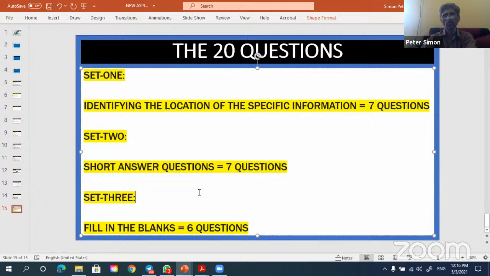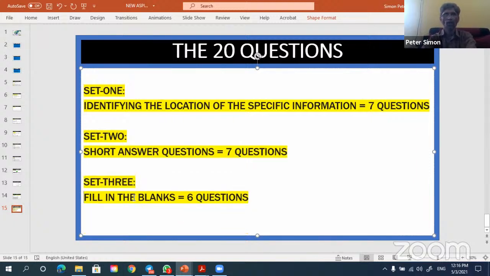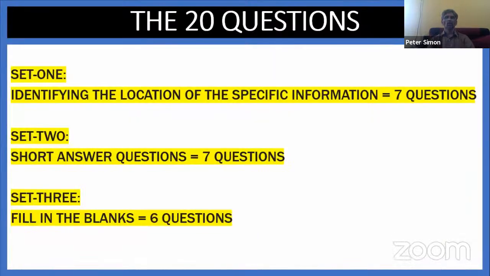So fine, you got it. Set 1, set 2. Set 1 is identifying the location of the specific information, 7 questions. Fine, that's good. So the 20 questions are divided into 3 groups: set 1, set 2, set 3. Actually, I don't know whether you know all the different types of questions which come in part A. So we'll discuss that on some other day.